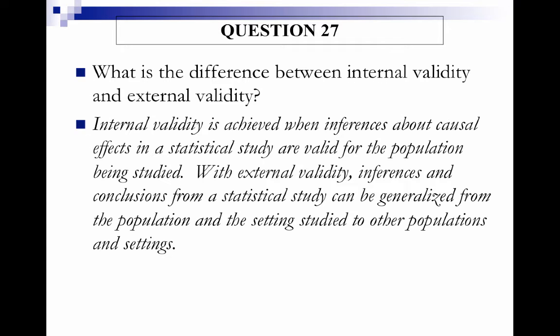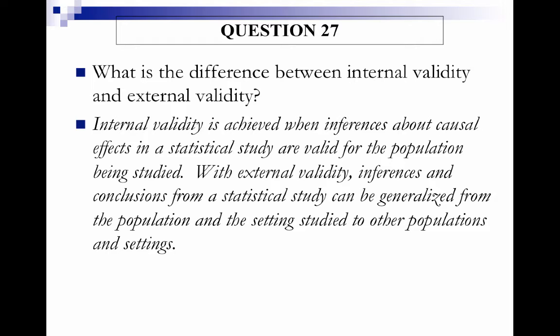We have mainly focused on internal validity throughout this Econometrics course, and it's achieved when inferences about causal effects in a statistical study are valid for the population being studied. So we're mainly concerned about causality. We're concerned that the coefficients are unbiased. And so we're concerned about relationships between variables.